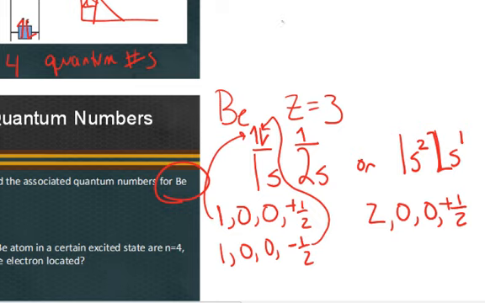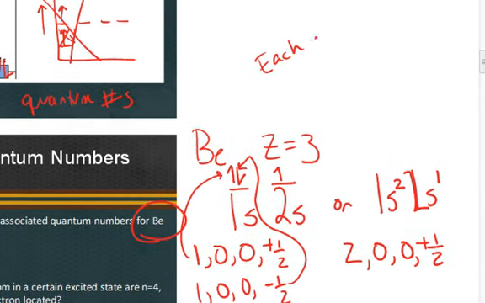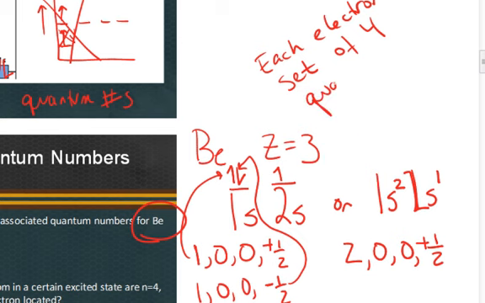Again, each electron requires a set of 4 unique quantum numbers to describe its energy and probable location, to describe it fully. Okay?